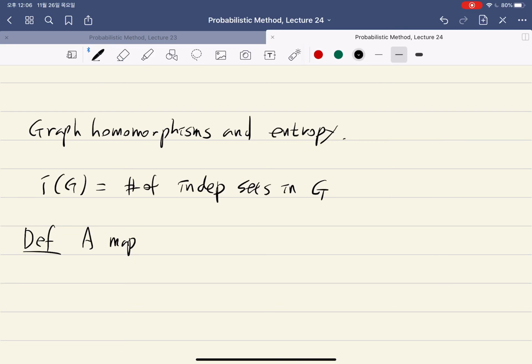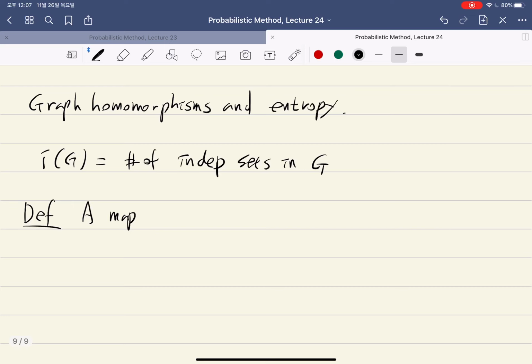And in general, if you have more edges, then there are fewer independent sets, and if there are fewer edges, then there are more independent sets. We want to measure this in terms of the number of edges, but we will focus on d-regular graphs. Anyway, let's keep in mind that's our goal.